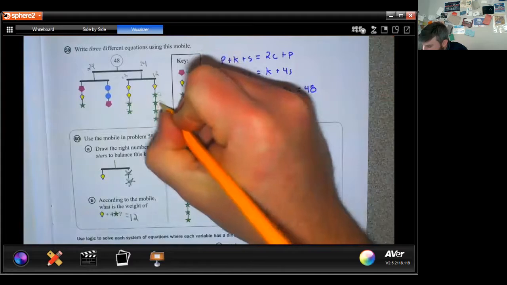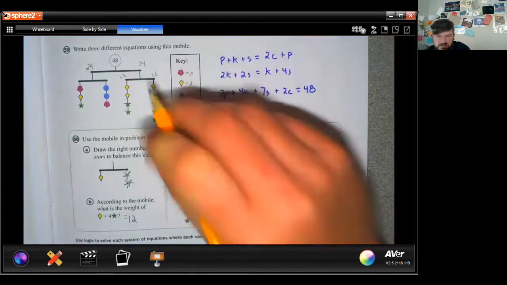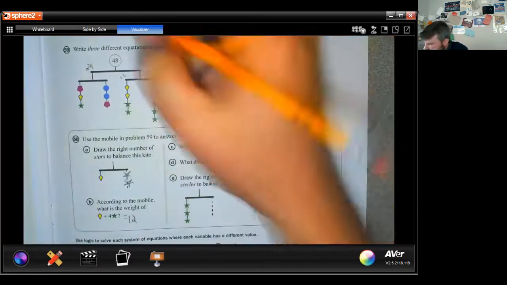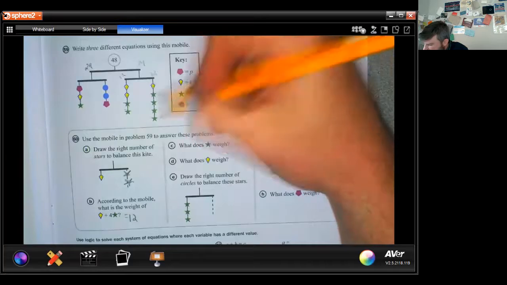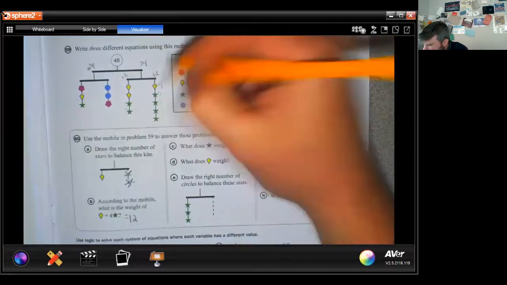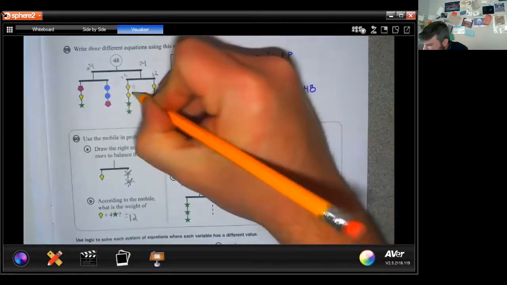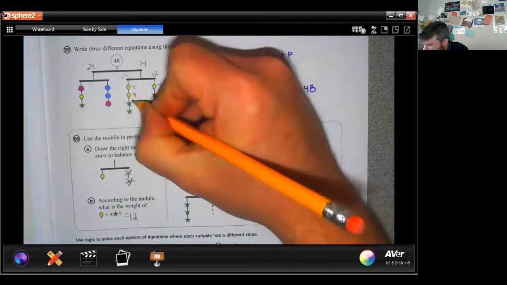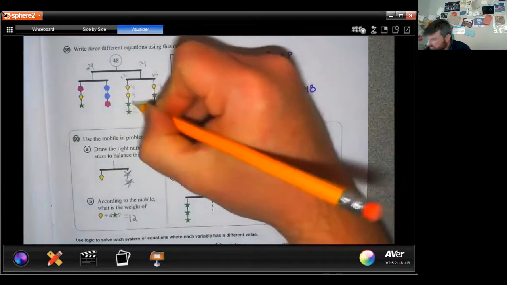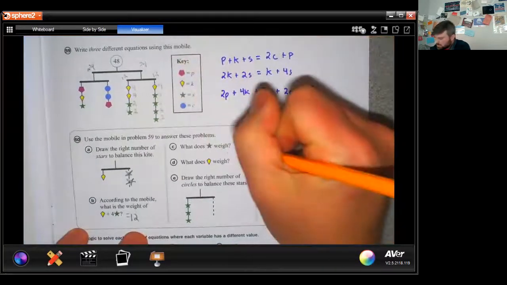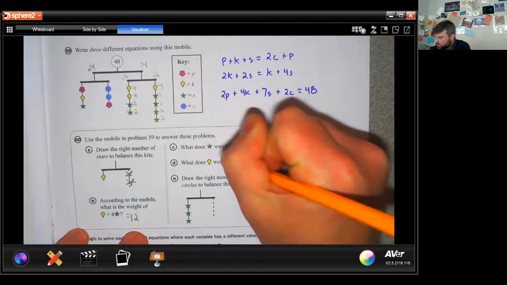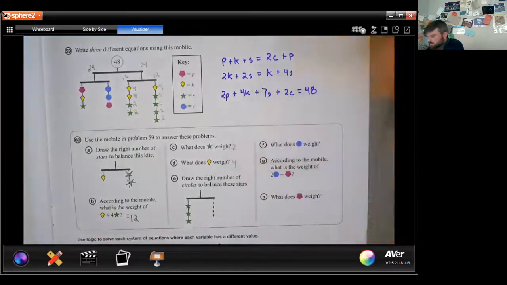2, 2, 2, 2. And I chose the star just because there's more of them. So this is 2, 4, 6, 8. So this needs to be a 4. If this is a 4 and this is a 4, that's 8. 2, and 2. So 8, 9, 10, 11, 12. So it looks like a star is 2 and a kite is 4. Draw the right number of circles to balance the stars.